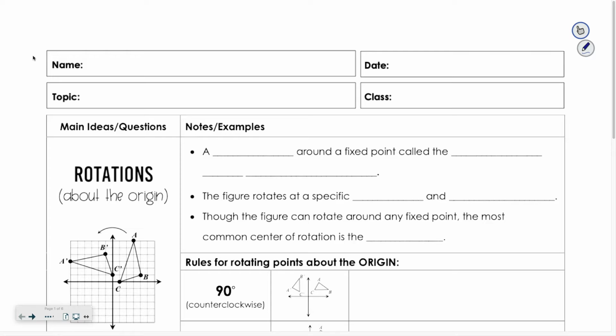How do you know, James? Translation was a slide. Reflection was a flip. This is a spin. Rotation is a spin, a turn. A turn around a fixed point called the center of rotation.